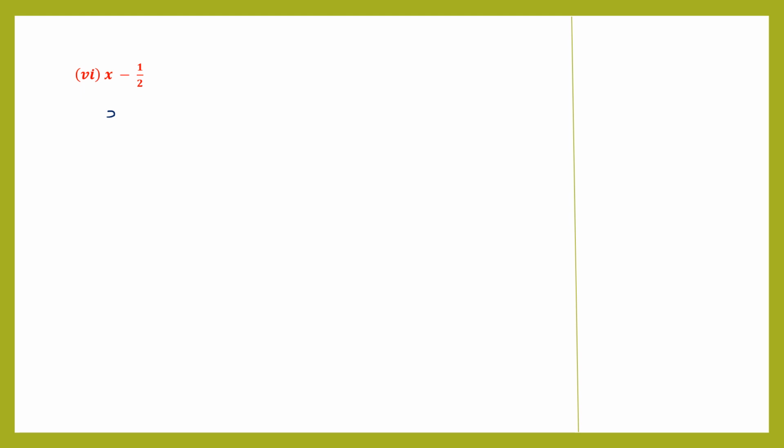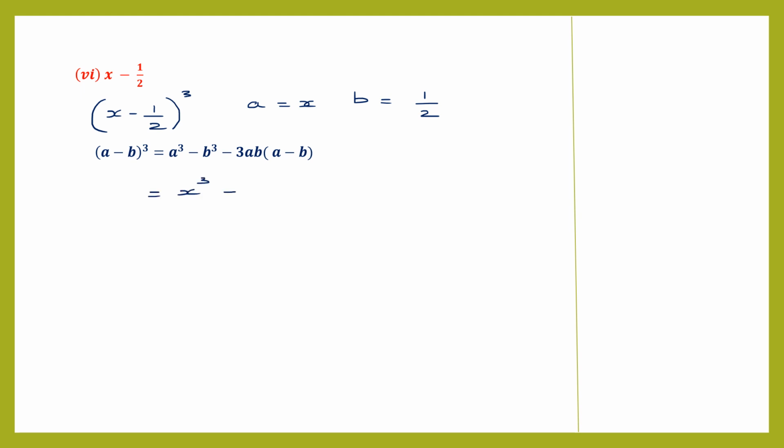Question 6. So let's write x minus 1 by 2 the whole cube. We have to find the cube of this. In this case a is x and b will be 1 by 2. So let's use the formula. So now a cubed means x cubed minus b cubed, b is 1 by 2 the whole cube, minus 3ab, that means 3 into a which is x into b which is 1 by 2 into a minus b which is x minus 1 by 2.